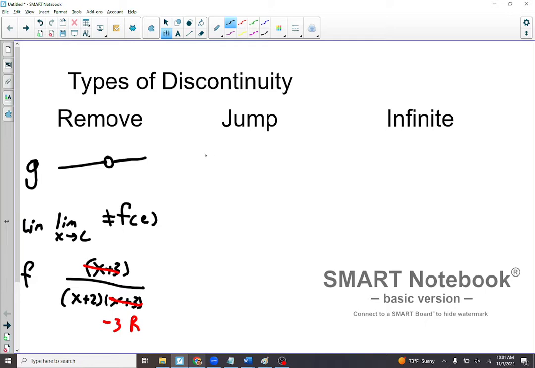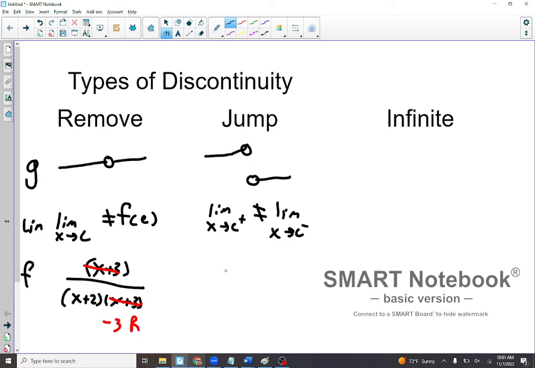So a jump is when the graph goes here and then starts somewhere else. In this case, the limit doesn't exist. The limit as x approaches some c from the positive side does not equal the limit as x approaches c from the negative side, aka they go to different places. Infinity trumps that, and I'll talk about that a little bit later. It's just that the limits do not approach the same place, okay?